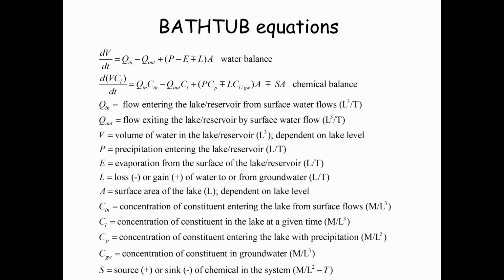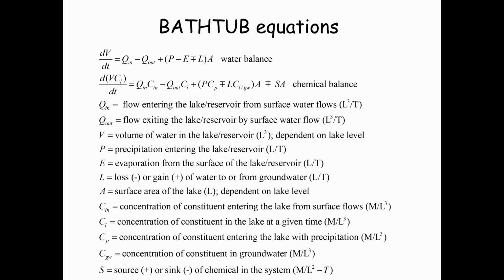Q in is the flow into the segment. Q out is the flow out of the segment. P is the precipitation falling directly on the segment. Capital E is the evapotranspiration, or the evaporation off that segment. And the minus plus L would be exchange of water between that segment and groundwater underneath that segment. Capital A is the area, surface area of the segment.